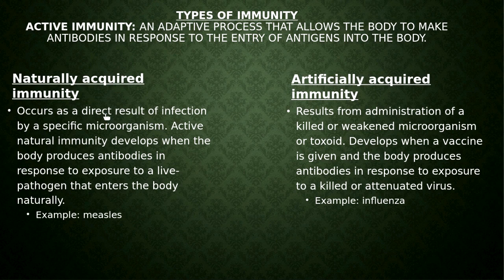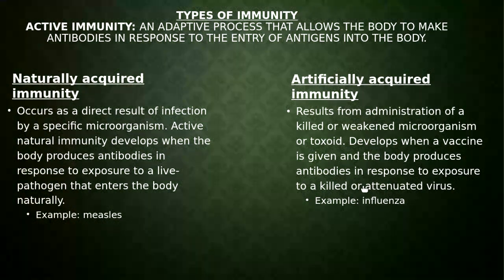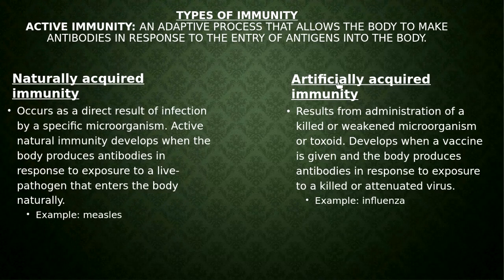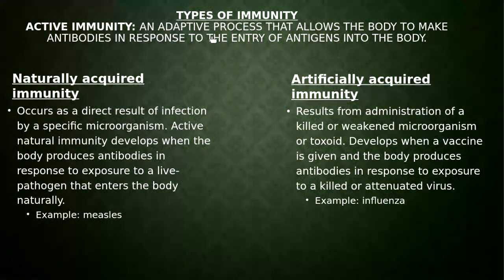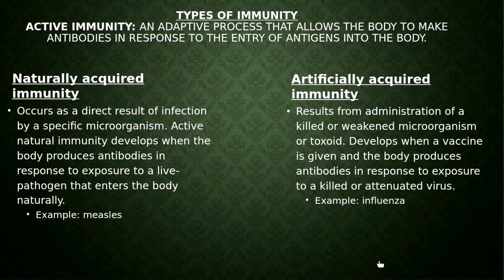Then you have artificially acquired immunity. And this is from the administration of a killed or weakened microorganism or toxoid. This is like a vaccine, like your flu vaccine or your hepatitis B vaccine. This is an artificially acquired active immunity, like your flu vaccine or your hepatitis B vaccine.